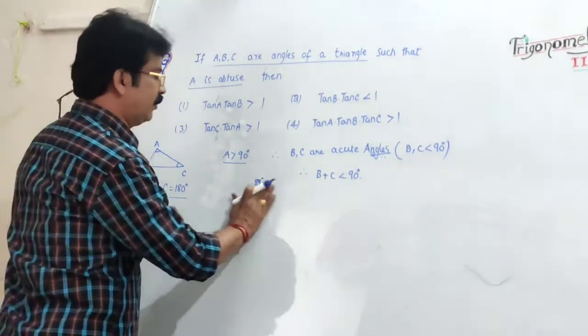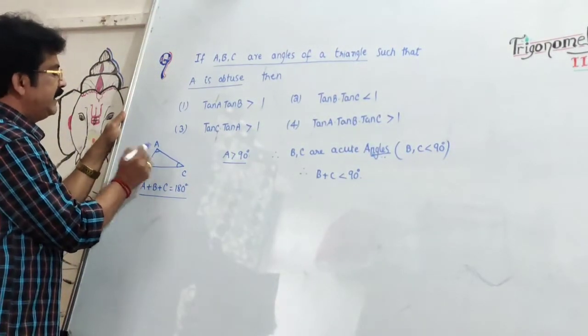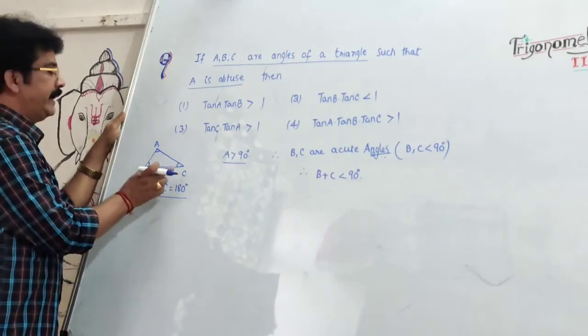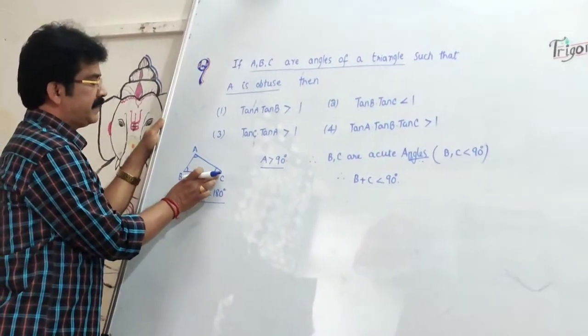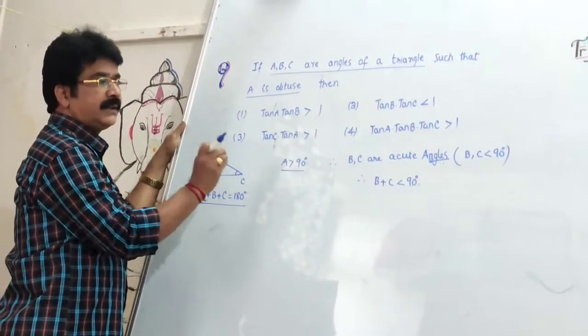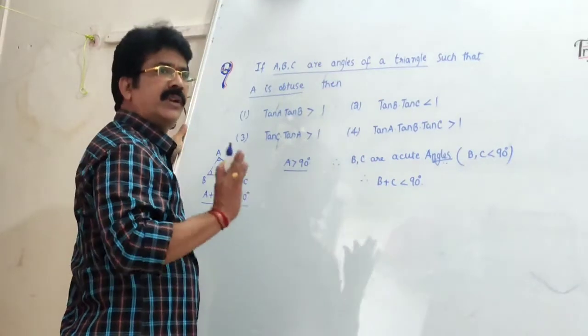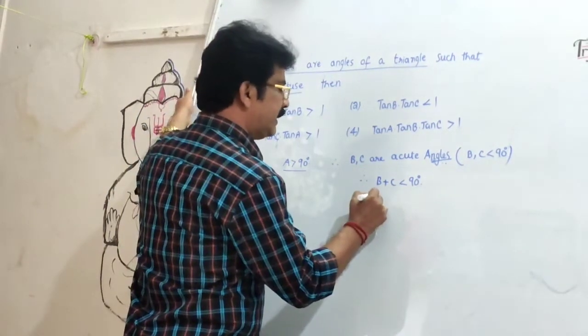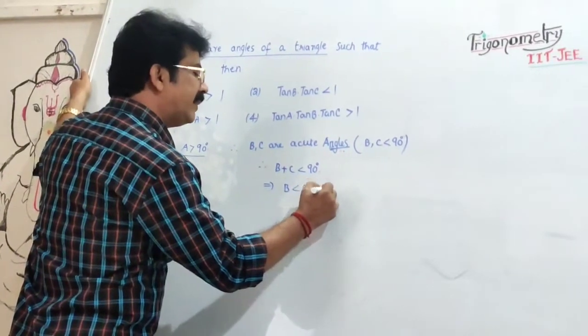Understand? Just like that. So what I am telling is that out of three angles, if one is an obtuse angle, definitely the remaining angles, capital B and capital C, are acute angles, and that too its sum is also less than 90 degrees, meaning acute angle. So therefore that implies capital B is less than 90 degrees minus C.